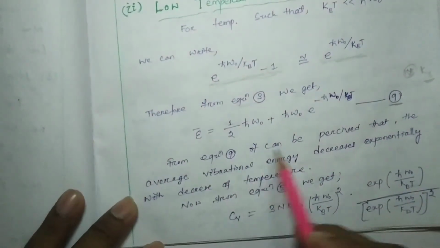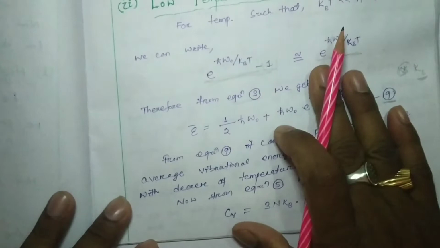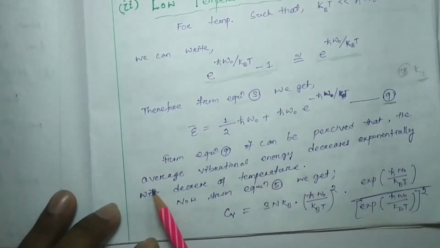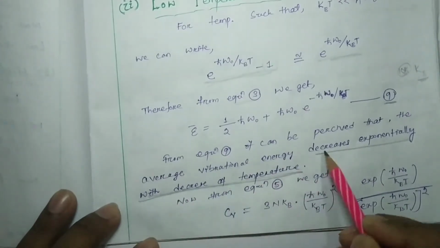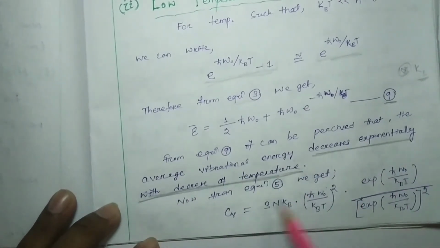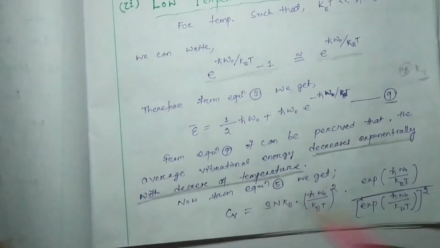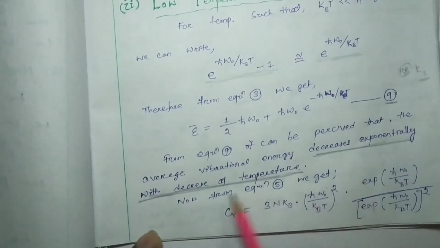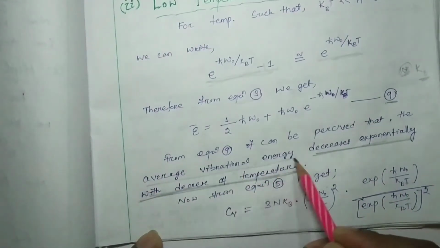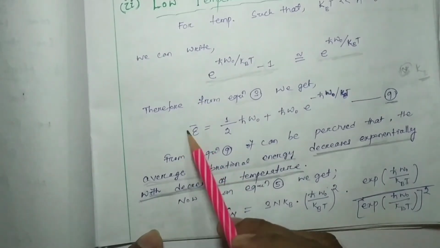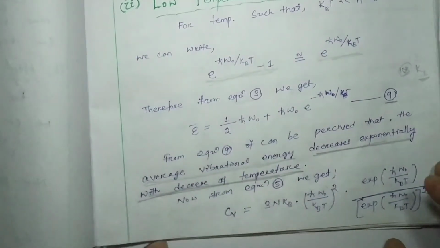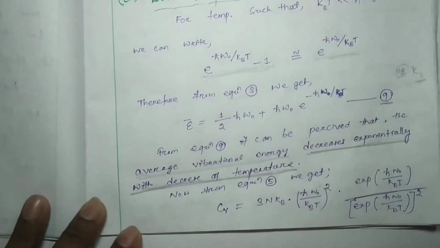From equation number 9 it can be easily perceived that the average vibrational energy decreases exponentially with decrease of temperature. So Einstein succeeded to explain why with decrease of temperature the Cv has to decrease. Here vibrational energy is decreasing, means the so called Cv also will decrease, because Cv is proportional to the vibrational energy. We discussed this in our first class itself of this topic. Okay, so we found Cv.